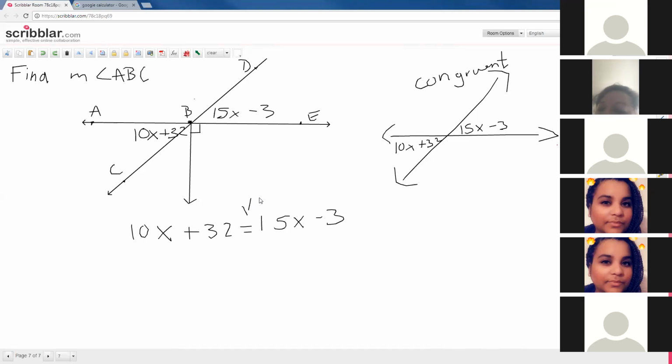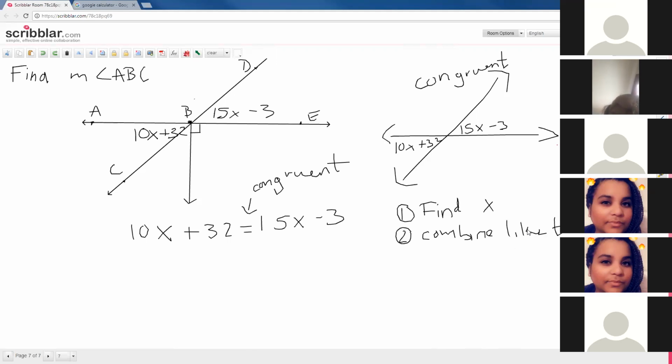So because they were vertical, we knew they were congruent. And because we know they're congruent, we just put an equal sign. So again, our ultimate goal is to find the measure of angle ABC, but we have to find X first. So on our other equations, we had some like terms to combine. We still want to look for those, but this is one where we're not going to have any like terms to combine. It's just something we shouldn't forget when we're working through the problem.